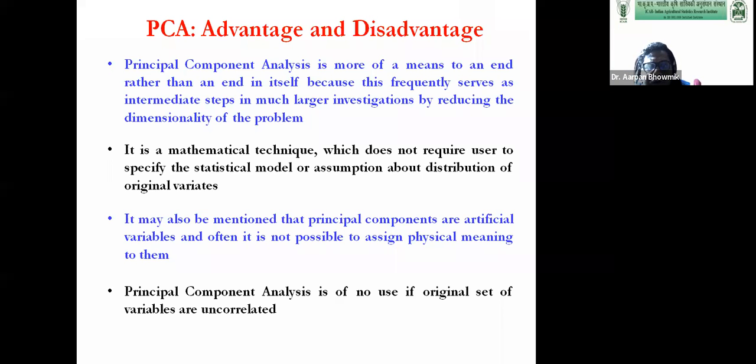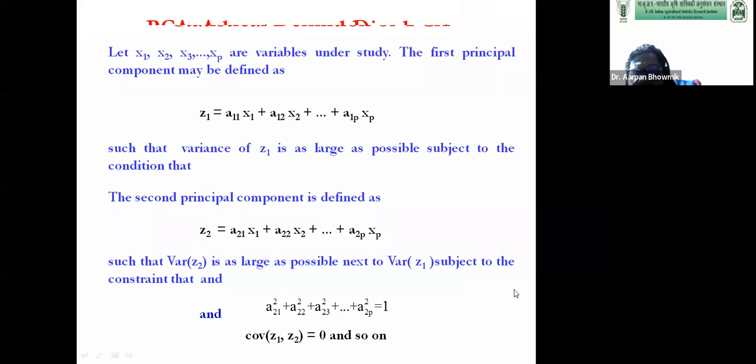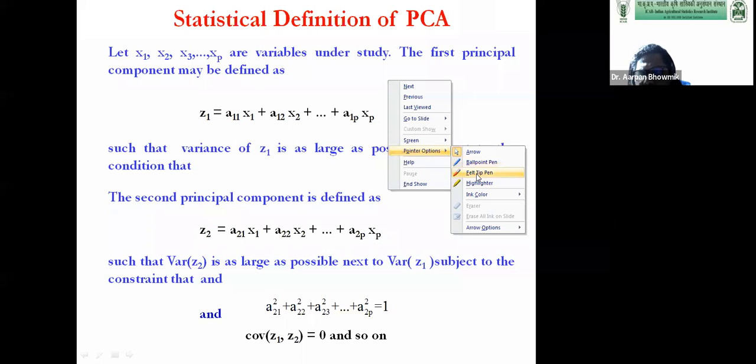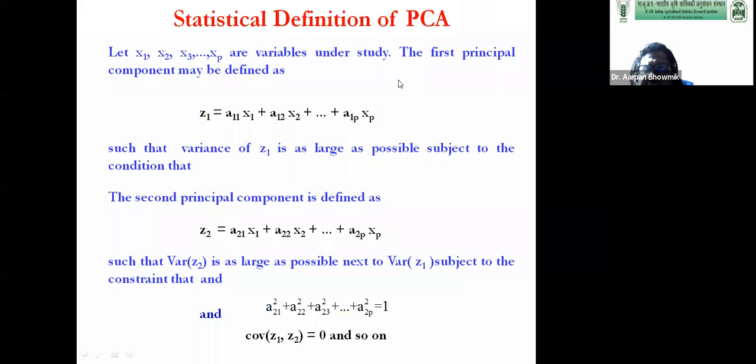Okay, so now I will not go into the mathematical things in detail, but one or two things you have to know. Suppose I am having p number of original variables, p may be any number, 5, 10, anything. So there will be p number of principal components also. For p original variables, we will have p number of PCAs also. That you should remember.